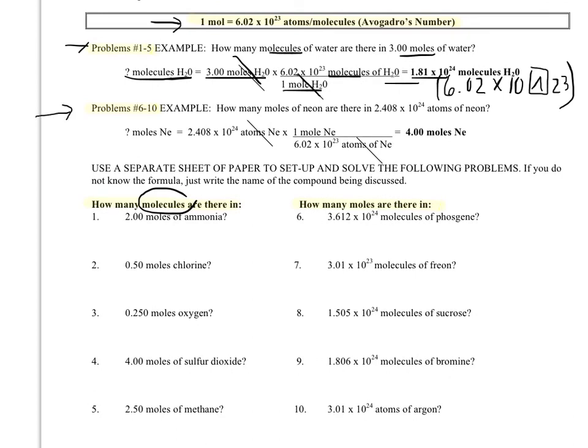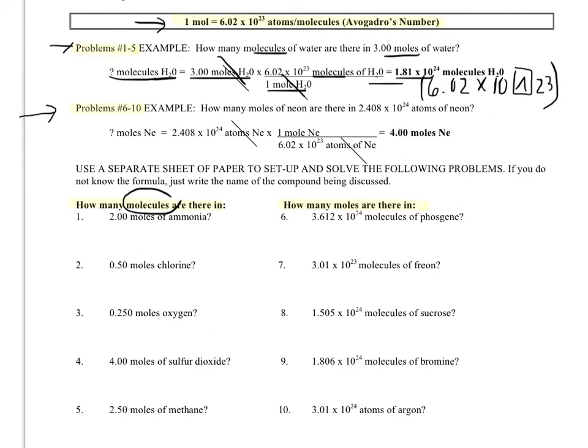If we look at our next example, let's get this back over here. Our next example is going to show us how to do problems 6 through 10, which are basically the reverse of the first 5 problems, because this time we're trying to solve for the number of moles. So in this case, we are given the number of atoms, because it's a single element neon we're talking about. If it had been water, we still would have said molecules. And we're asked to find the number of moles.